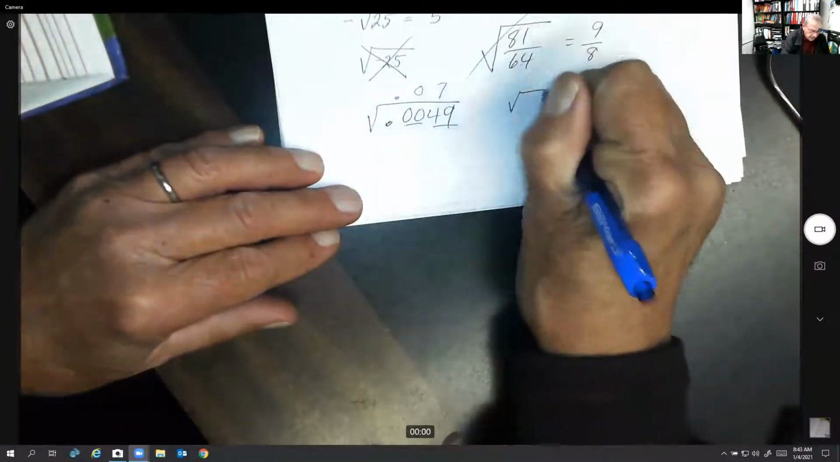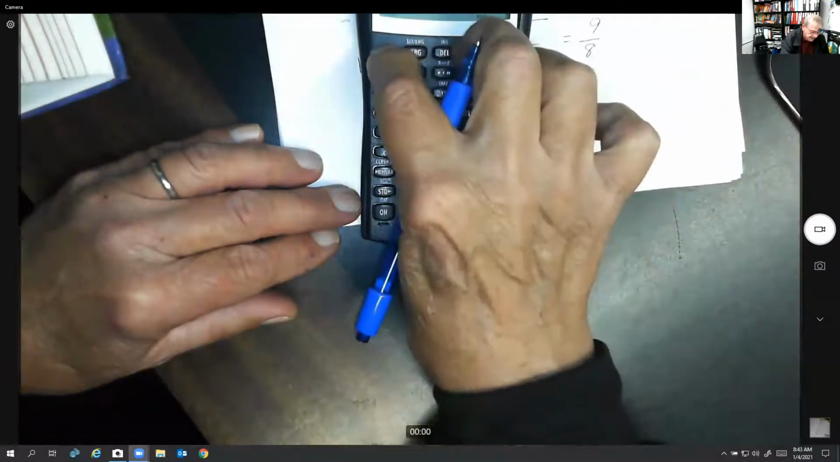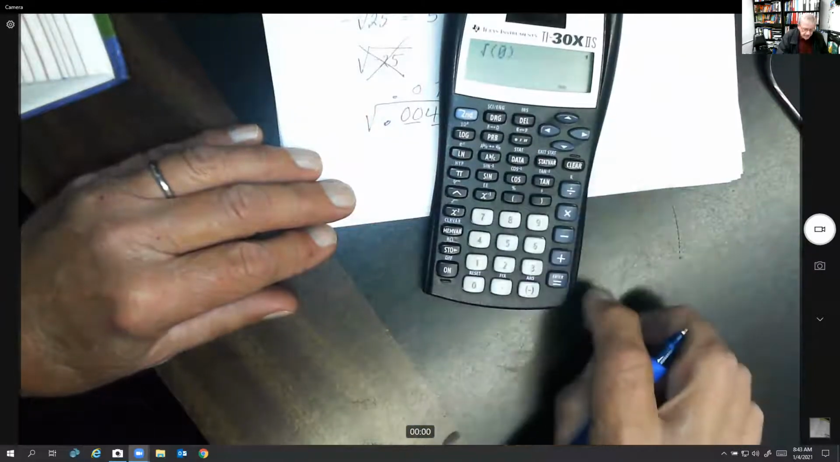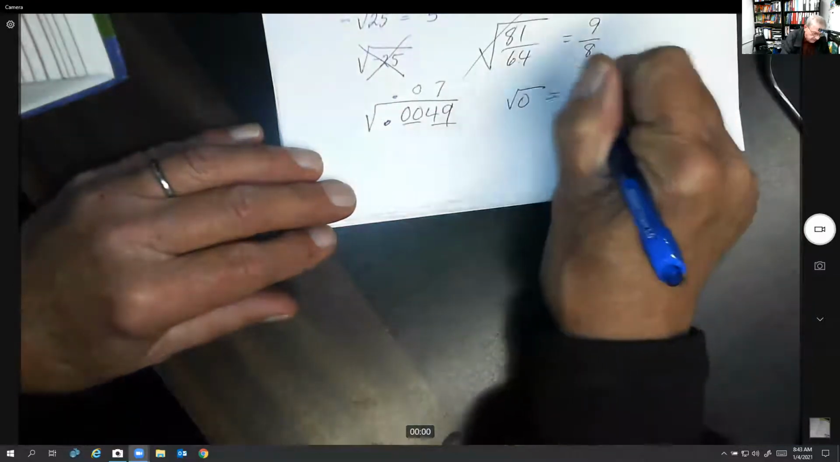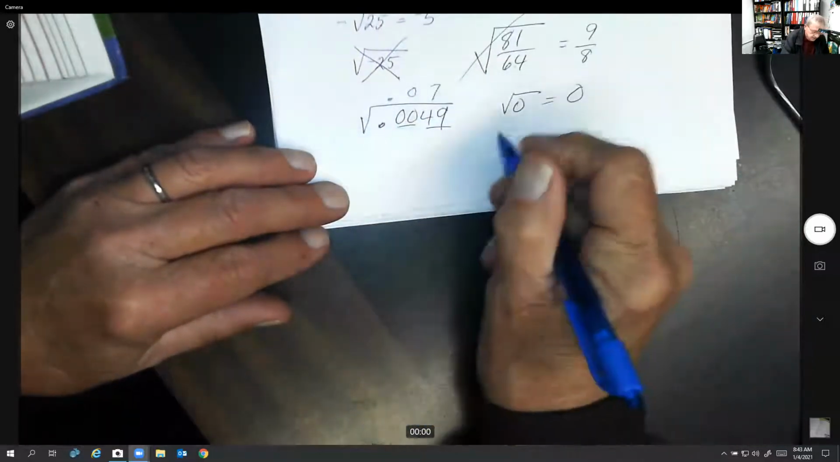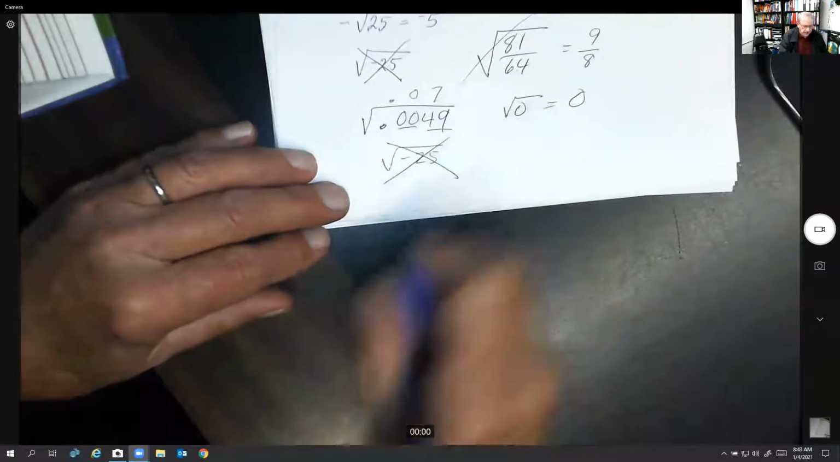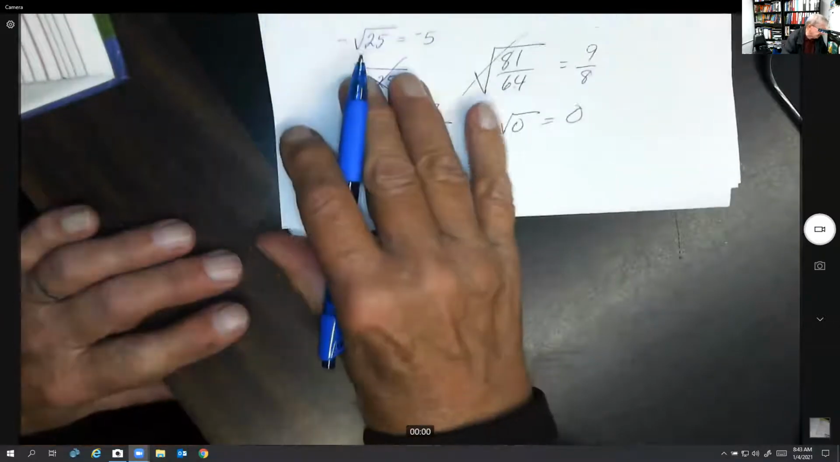So, square root of 0. What is the square root of 0? Second x squared, 0, 0. So the square root of 0 is simply 0. Square root of negative 25, remember, can't do it. It's got the negative under the square root. Not possible, does not exist.